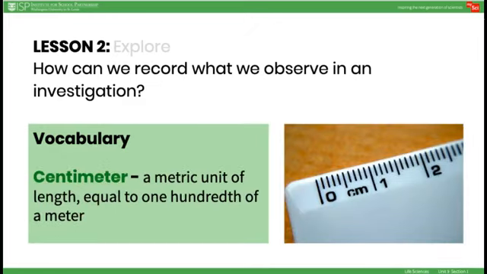Next, pass out the centimeter rulers to pairs of students. Explain to them that they will use the centimeter rulers to measure their plants, but they need to practice first. Review how they will use the ruler, making sure that the students know to start at the 0, not at the end of the ruler. Then have them practice measuring different objects around the room.